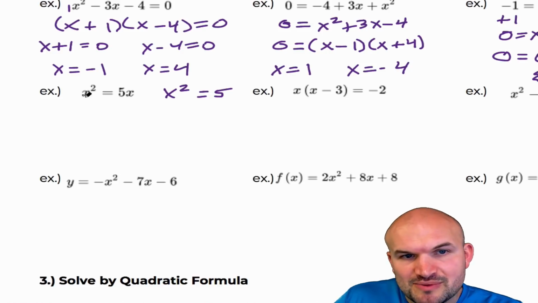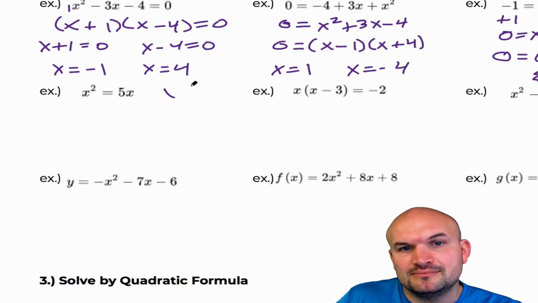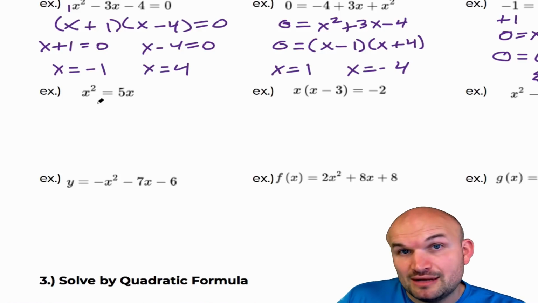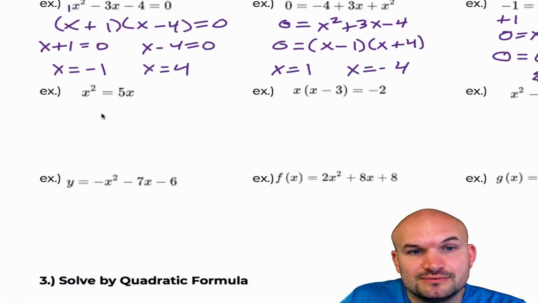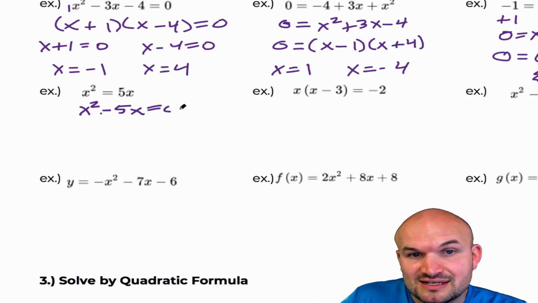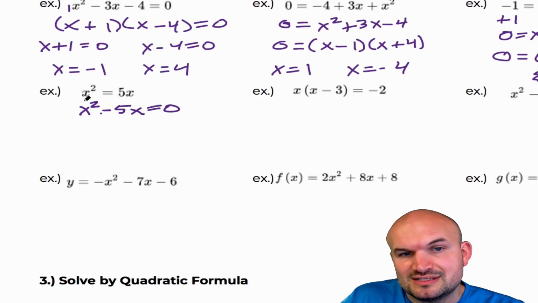But since we have variables on the left and right-hand side, we can't apply the square root method. So again, what we're going to have to do is set it equal to 0. So we have x squared. So I'm going to subtract the 5x on both sides. So we have x squared minus 5x equal to 0. Again, just subtracting the 5x on both sides.